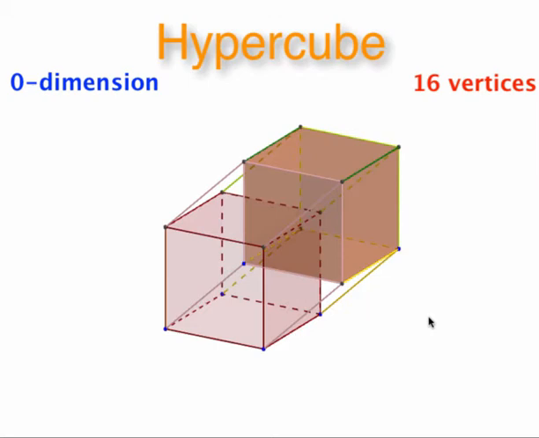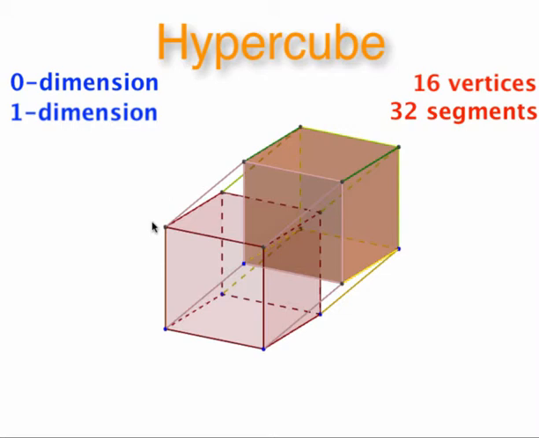How many edges? How many of these segments do we have? Well, we had 12 on this one, if you'll remember, 12 on this one, and then we have to connect each of the vertices from this cube to the corresponding vertex of the other cube. So you have to count 8 more of those. So it'd be 12 plus 12 plus 8. So what is that? 32. 32 one-dimensional objects.